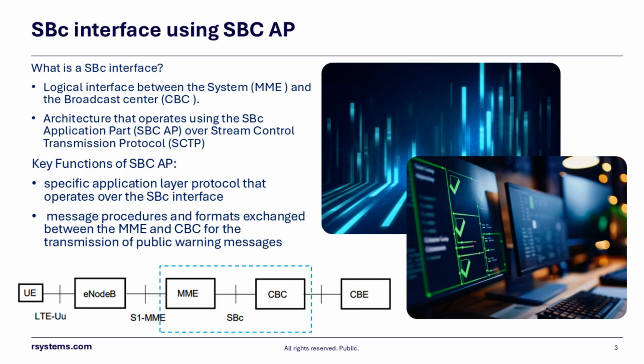feature. In summary, the SBc interface is the connection path, while SBc AP is the set of rules and messages that flow through this path to manage and transmit public alerts.